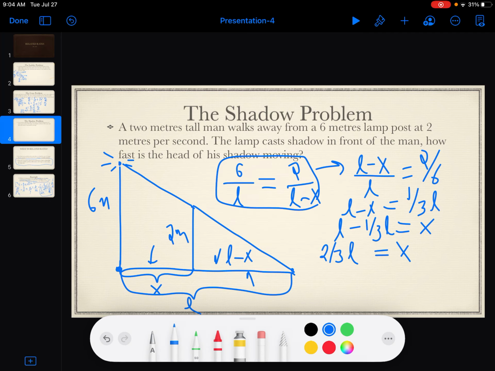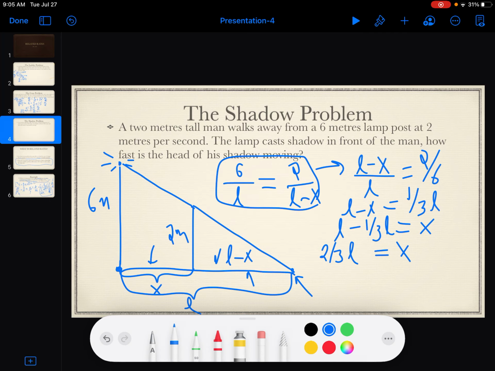We're given how fast the man is moving, and we want to figure out how fast the head of his shadow is moving. And that distance from the lamppost is L. This was the head of his shadow, right? So we got that distance. We figured out this component, and we related them. All we need to do now is take the derivative, because that was what we're looking for.